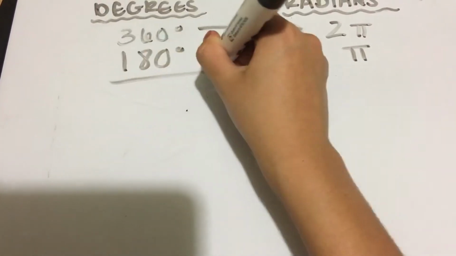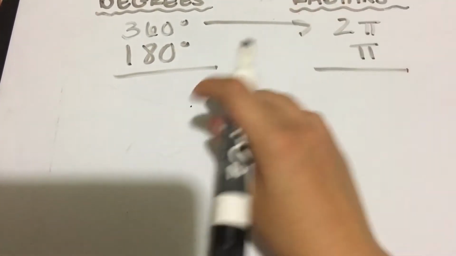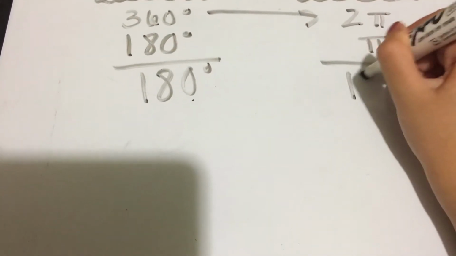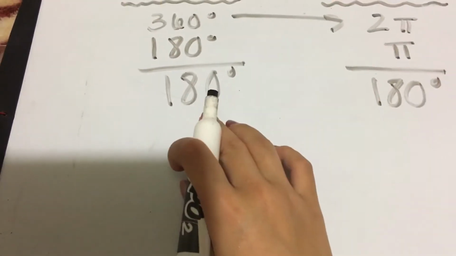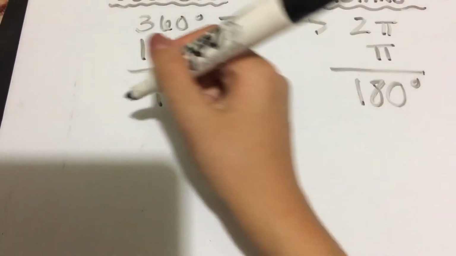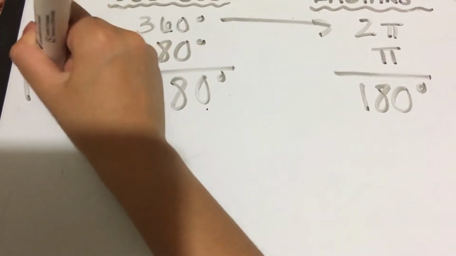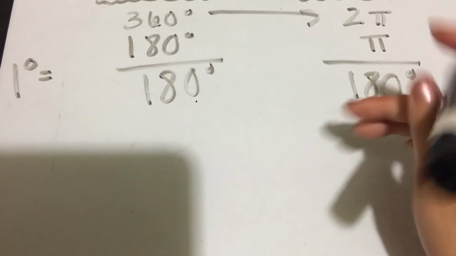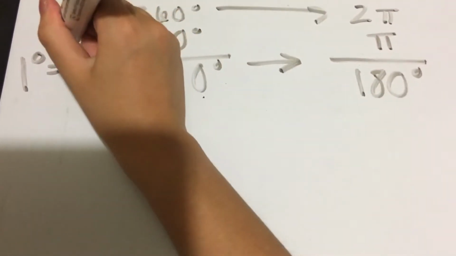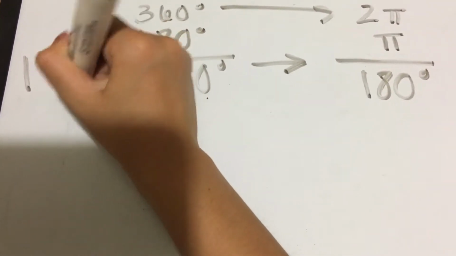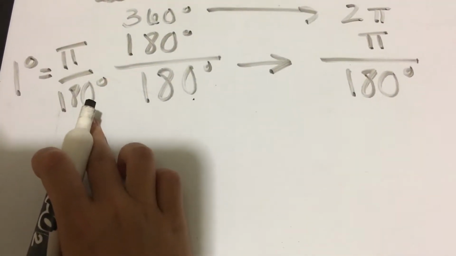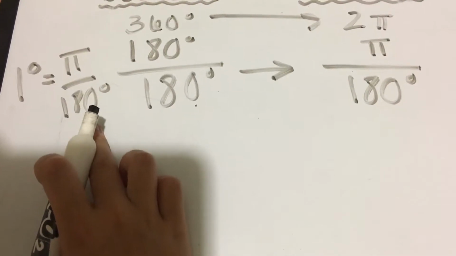So in order to reduce 180 degrees into 1 degree, all we have to do is divide both sides by 180 degrees. This leaves us with 1 degree on this side, and on the other side, pi over 180 degrees. Therefore, the conversion factor for degrees is pi over 180 degrees.